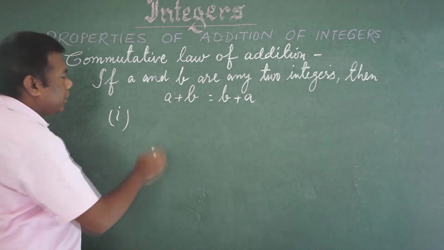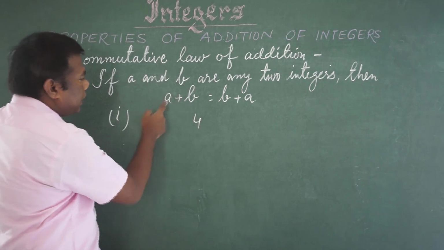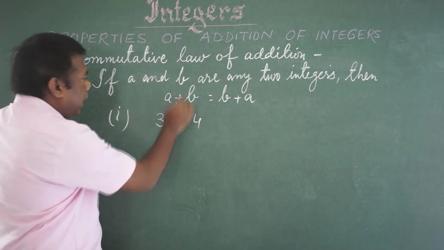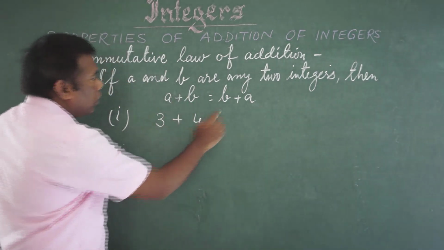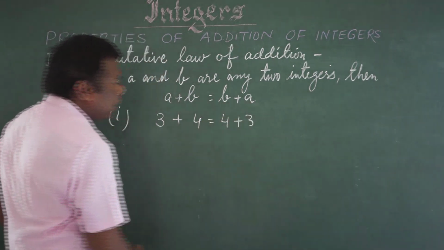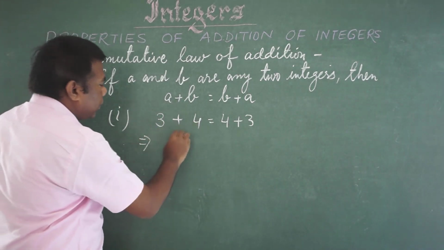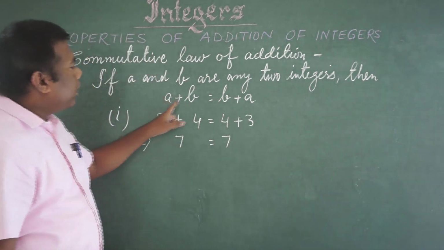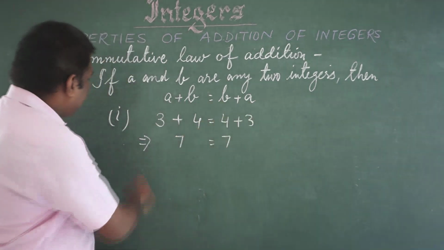Suppose you take any two positive integers, 3 and 4. So a plus b, in place of a suppose you have 3 and in place of b suppose you have 4, and the sum of this will be equal to b plus a. It means 4 plus 3 can be written, and does it come out equal or not? Just you see, 3 plus 4 is equal to 7 and 4 plus 3 is equal to 7. It means a plus b will always be equal to b plus a.